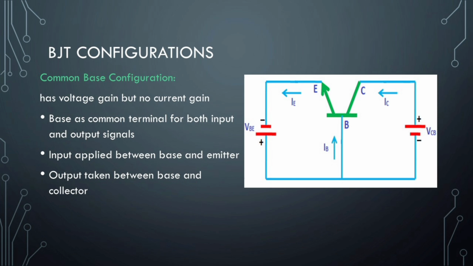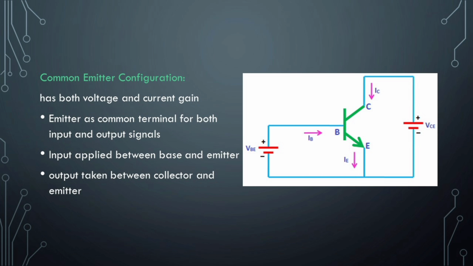The three BJT configurations: common base configuration. It has voltage gain but no current gain. Base is used as the common terminal for both input and output signals. The input is applied between the base and emitter terminals and the corresponding output signal is taken between the base and collector terminals, with the base terminal grounded.